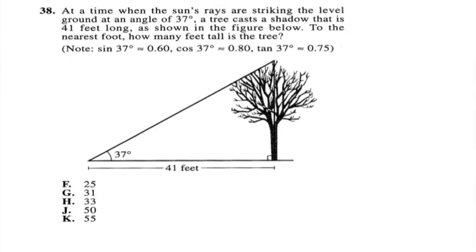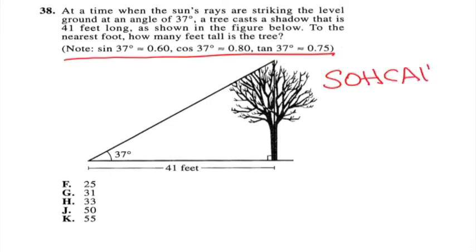Number 38. At a time when the sun's rays are striking the level ground at an angle of 37 degrees, a tree casts a shadow that's 41 feet long, as shown in the figure below. To the nearest foot, how many feet tall is the tree? Okay, so as soon as you see the ACT give you sine, cosine, tangent values, you know you're using SOHCAHTOA. Okay, we'll write that down so we remember what we're looking for.